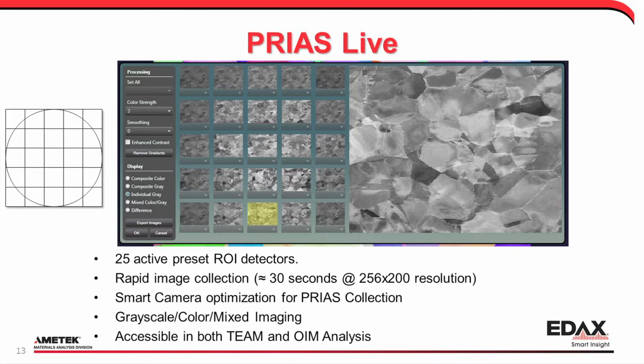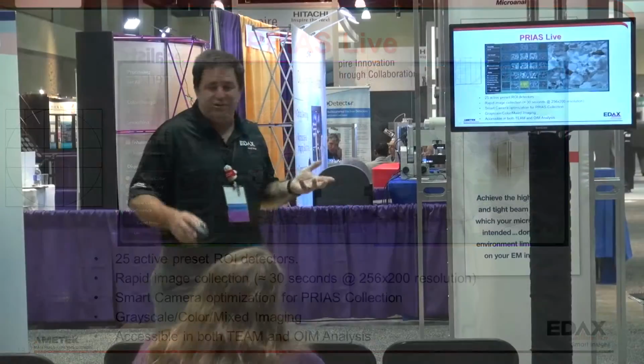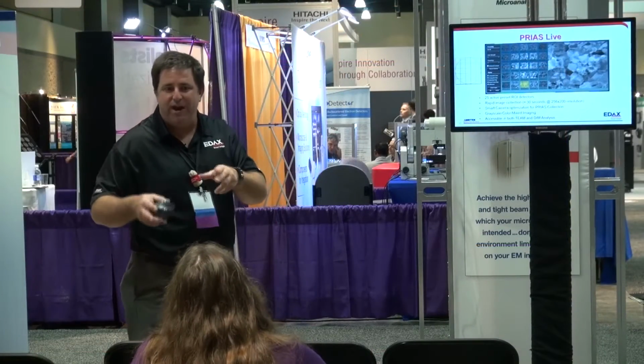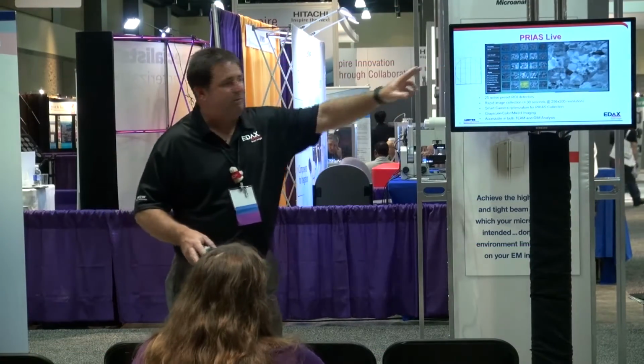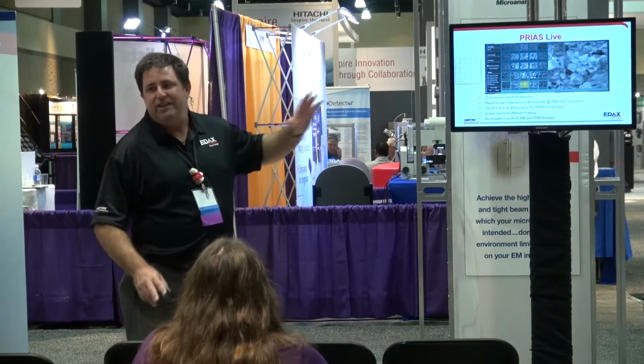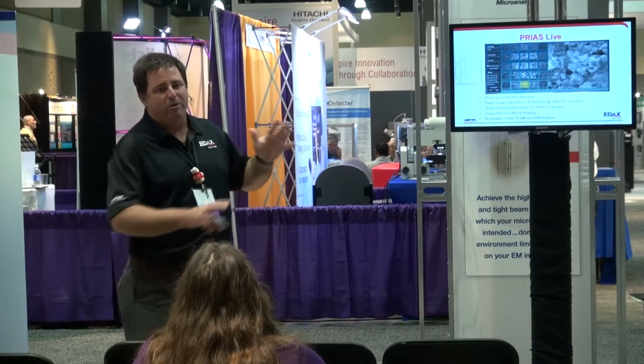You have a nice little work area to work on it. Again, you can get a 256 by 200 image in about 30 seconds. One of the nice things is, if you think about just imaging in general, playing with your contrast and brightness, obviously you wouldn't want to do that with 25 different images. It sets all that up automatically through the smart TEAM features.